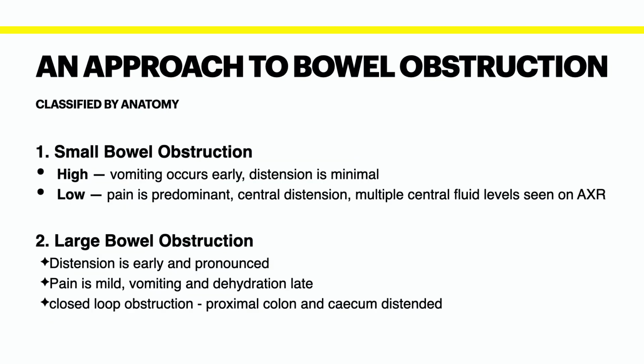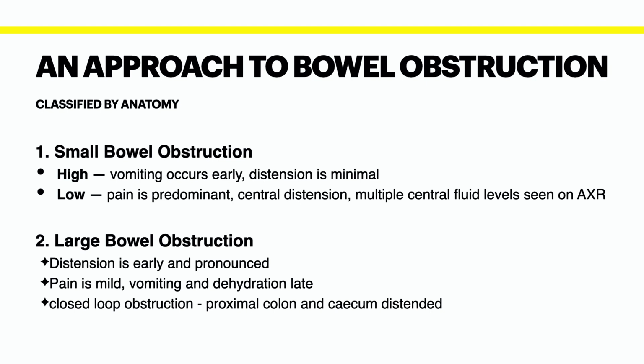When classifying bowel obstruction by anatomy, the most common approach is to divide it into a small bowel obstruction or a large bowel obstruction. Small bowel obstruction is more common than large bowel. The most common cause of small bowel obstructions are adhesions, hernias, and cancers. The most common causes for large bowel obstruction are cancers, diverticular disease, or volvulus. High small bowel obstructions will occur with early vomiting, and the distension is typically quite minimal. However, lower small bowel obstructions will have predominantly pain in the center of the abdomen as well as central distension, and will show multiple central fluid levels on the abdominal X-ray.